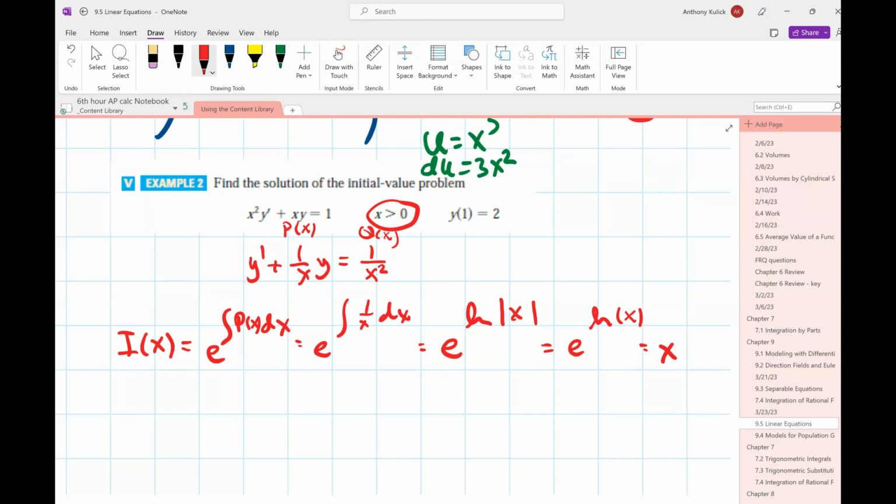You do not need to worry about it. What ends up happening is it just gets absorbed into the constant at the end when we integrate again. So we don't really need to worry about it there. Yeah, that's a great question.